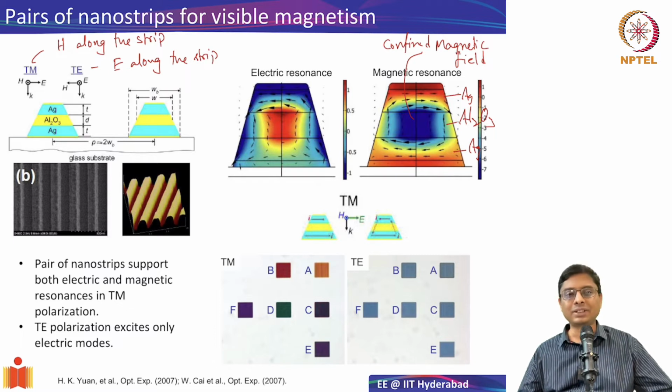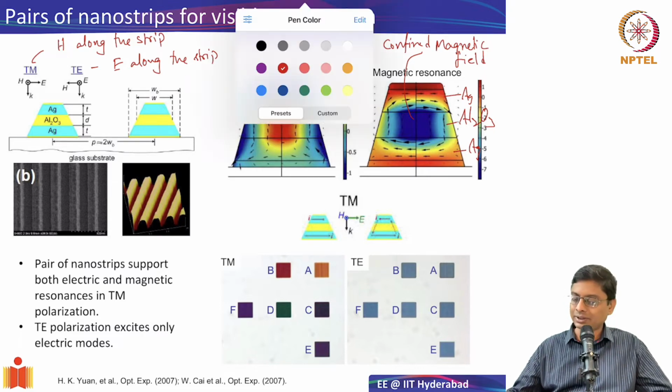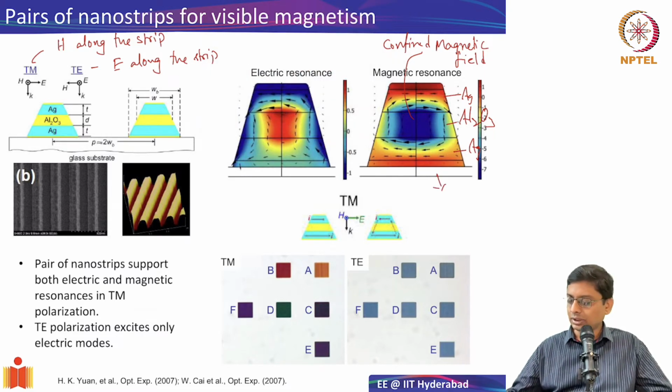And when you have just electric field along the T, this occurs at one particular wavelength. Okay, sorry, occurs at a lambda depending on size parameters.